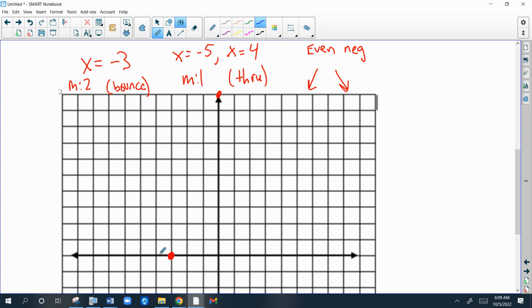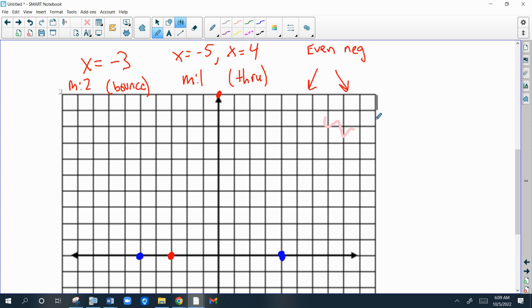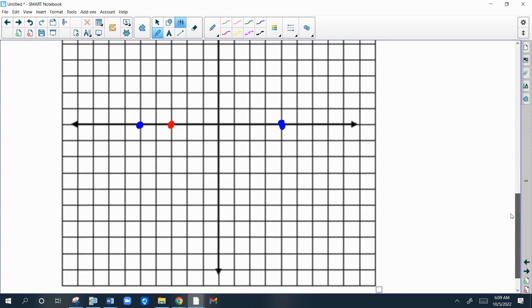1, 2, 3, 4, 5. -5, so I remember it goes through. 1, 2, 3, 4. Our graph is going to be, what color should my graph be? Let's make it pink. Can you see pink? Not really. We'll do it anyhow. So it starts down.